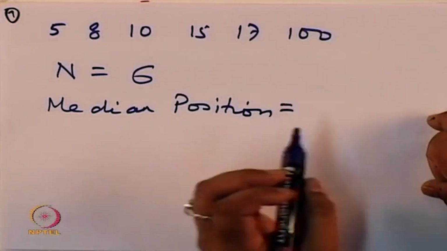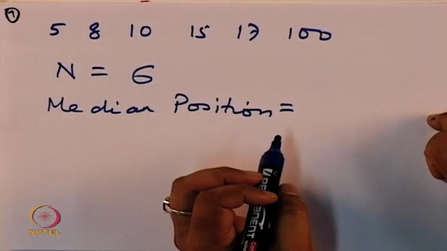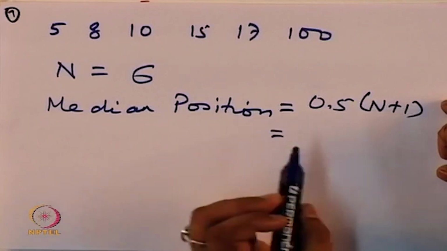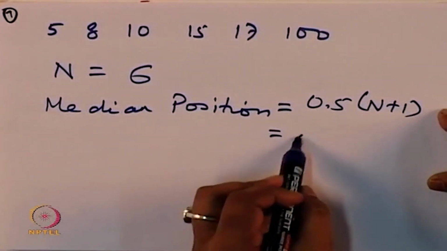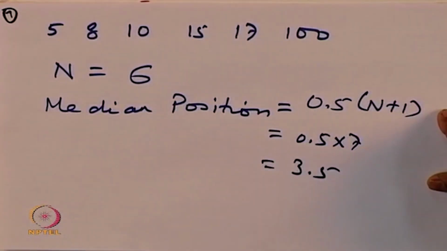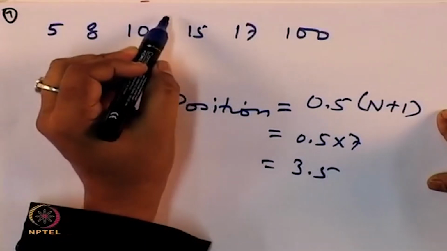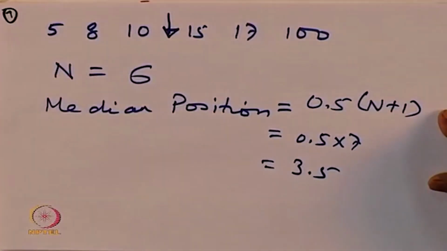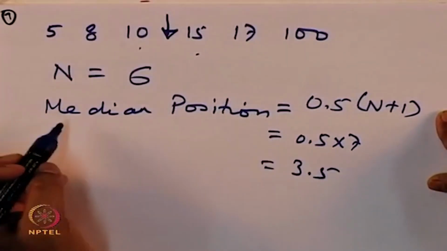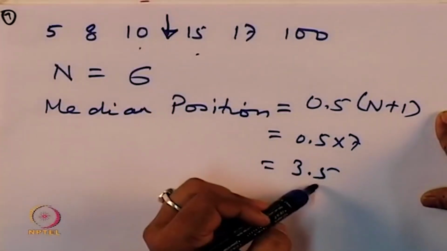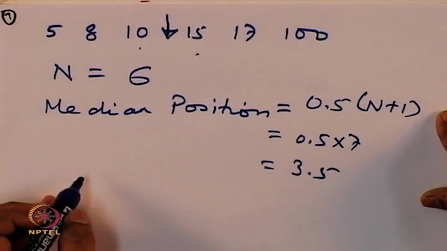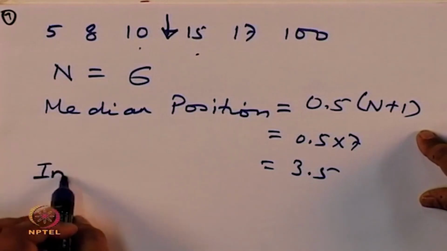So, my median position is equal to half into (n plus 1), right. So, 0.5 times (n plus 1) is 0.5 into 7, which is 3.5. So, 3.5 means the position is somewhere right in the middle of 10 and 15. This is the third number, this is the fourth number, but my median is the number right at position 3.5. So, how do I find the number at 3.5? I use what is called interpolation.